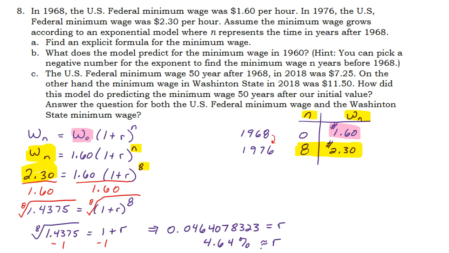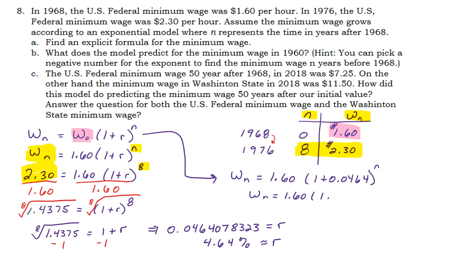So now that we know what the rate is, we can write our formula. Using this model here, we'll know that the wage after n years is the starting wage in 1968 of $1.60 times 1 plus 0.0464, rounded to the nearest hundredth, to the nth power. So now we can use this equation to answer the rest of the problems. Let's take a look at those other problems.